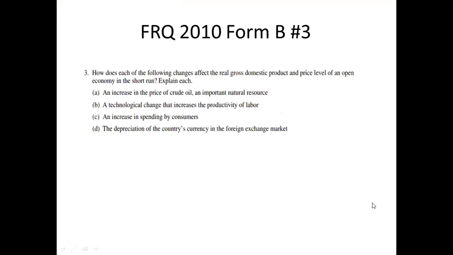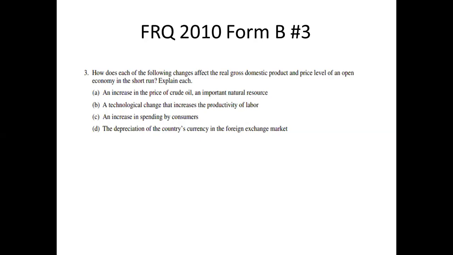All right, so the first one here is FRQ number 3 from the 2010 Form B test. This one's pretty straightforward. We're going to start with an easier one. You have 4 different things, and it asks basically what's going to happen to GDP and price level. Okay, so let's look at A.